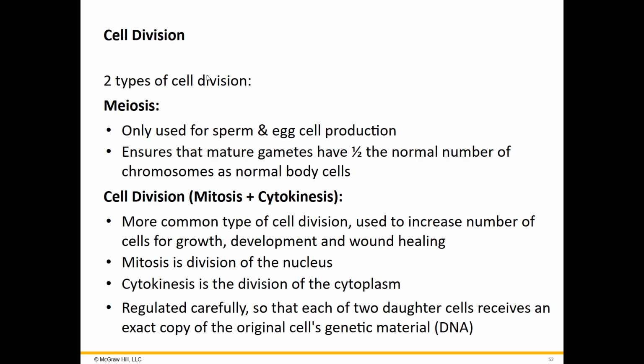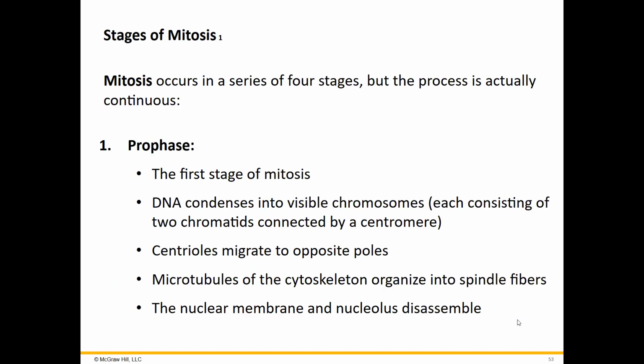Okay. In mitosis, we divide the nucleus and then we divide the cell. Each daughter now has an exact copy of the same DNA, a full copy. Meiosis is a half copy amongst the daughters. Mitosis is a total copy amongst the daughters. So there are the 4 phases.